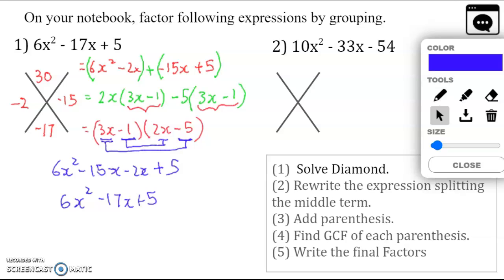For the second problem, I am going to share my worked out solution in the next lesson recording.